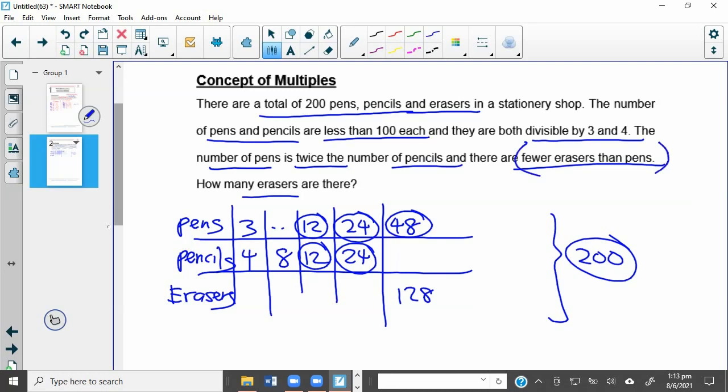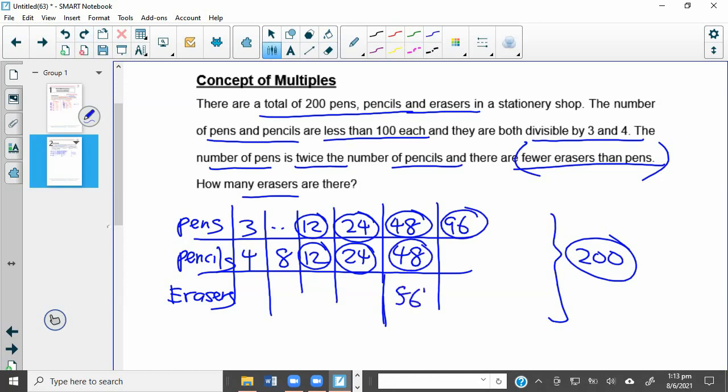We want fewer erasers. So there is a little bit of guess and check here. So we have to continue to increase the pens and the pencils. So let's erase this 128 and let's increase the pens and the pencils. So maybe 48 pencils, and then the pens, I double it, become 96 pens and 48 pencils. So the pens is twice the number of pencils. Okay, and then how many erasers will there be? You take 200 minus 96 and minus 48, and you will get 56 erasers.